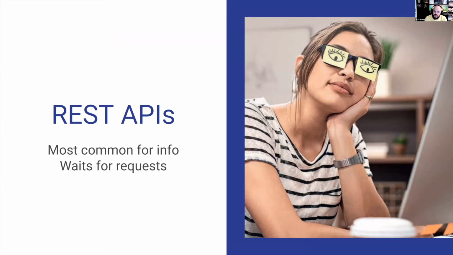And a REST API is literally just going to sit there doing nothing except listen until you ask it for something. You ask it, it'll take the action, and then it'll sit again and just wait for more requests. Like I said, it's the one that we're going to do for Postman, but it's also the most common for information sharing.